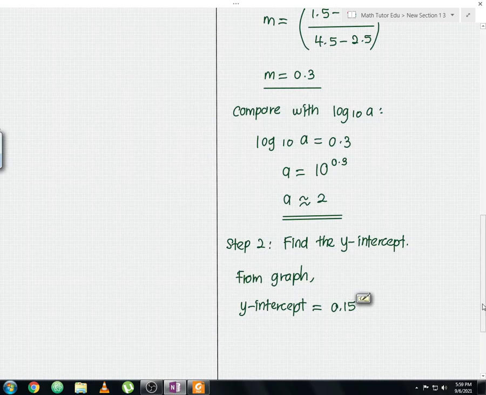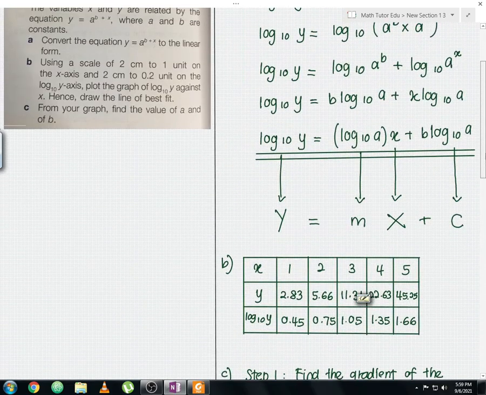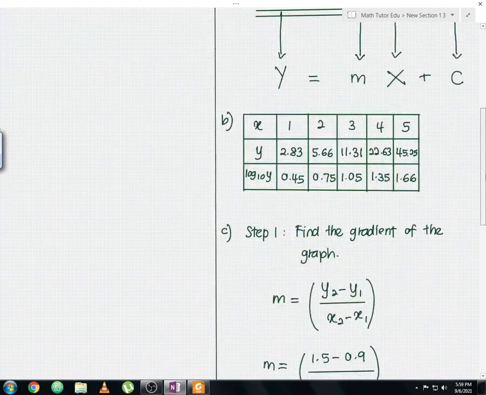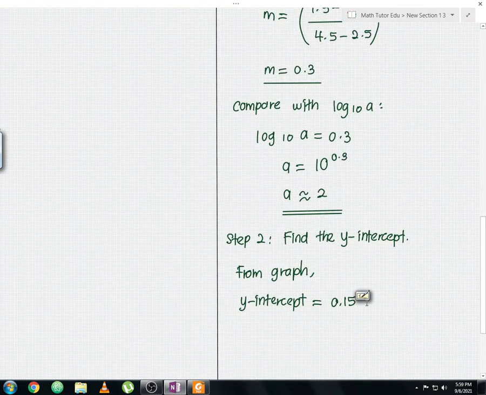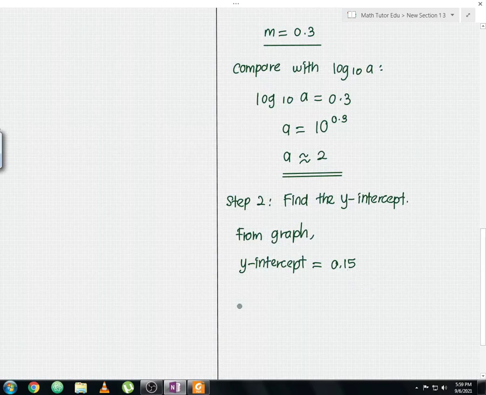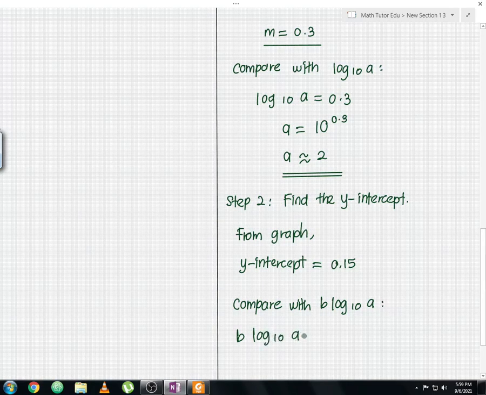This value we compare with the value that we obtained from the equation. In this case, b log 10a is the y-intercept. So this b log 10a, we're going to compare with 0.15. So from here, compare with b log 10a. Your b log 10a is equal to 0.15.